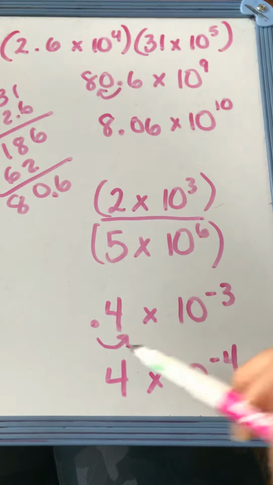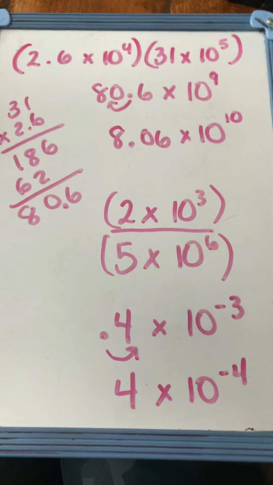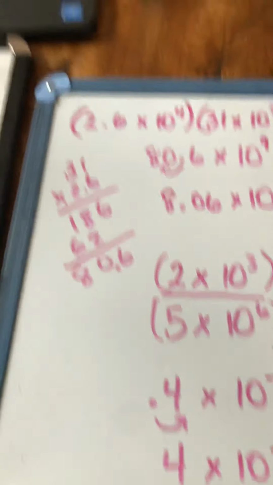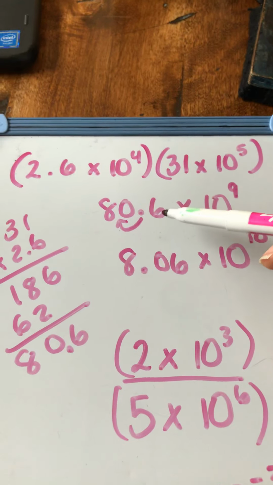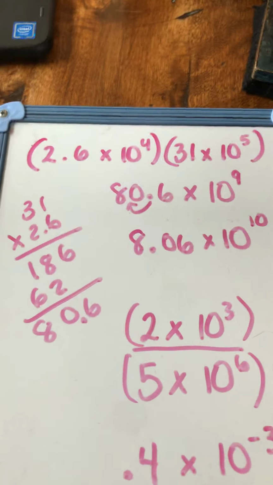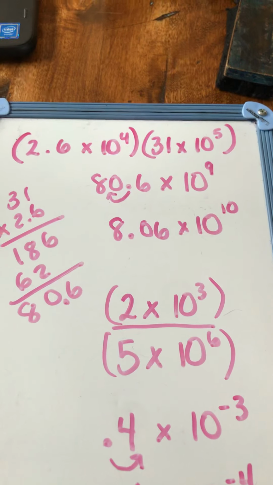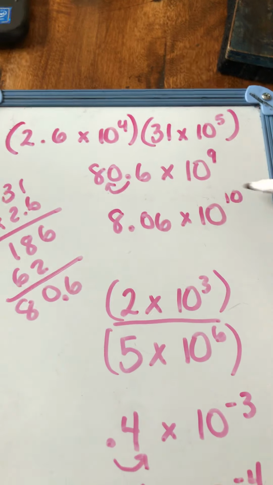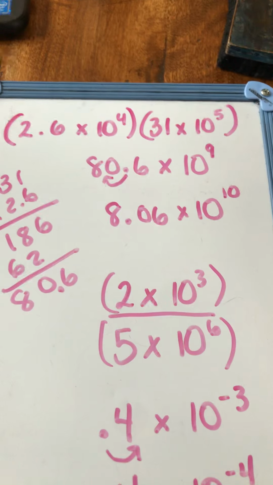If I had to move the decimal 2 places, then I would subtract 2. Or if I had to move it 2 places up here, then I would add 2. So however many places you move the decimal, you're going to change the exponent that many times.